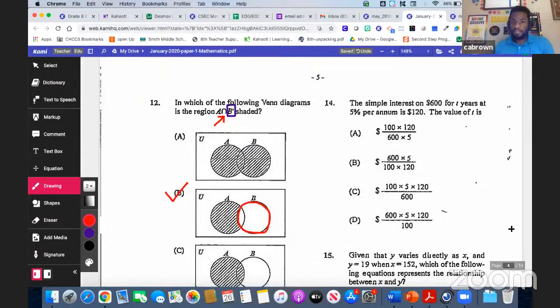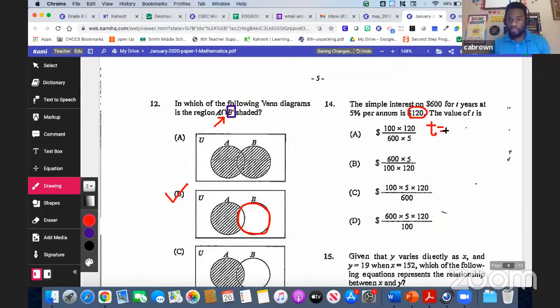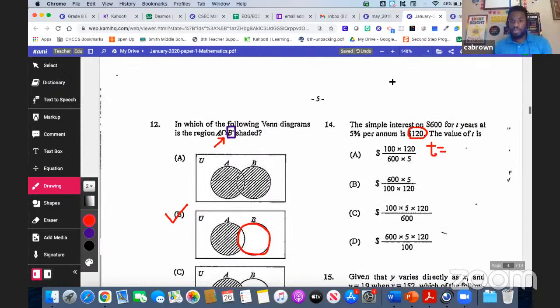Number 14. The simple interest on $600 for T years at 5% per annum is 120. This is the simple interest, and we need to find the value of T, which is our time. The simple interest formula is principal times rate times time over 100. So the interest.